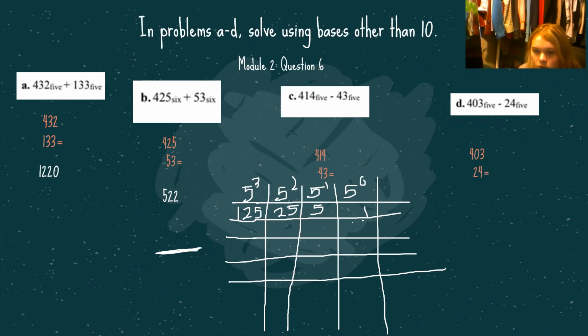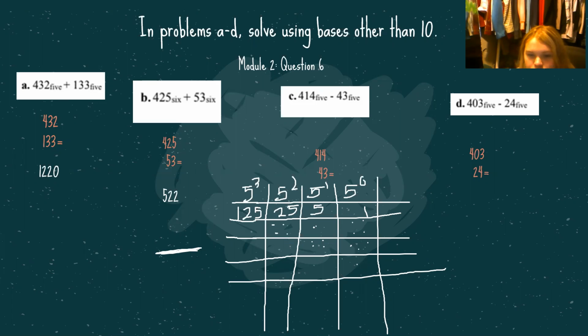Do our dots. 1, 2, 3, 4. 1, 1, 2, 3, 4. Number 43. 1, 2, 3, and 1, 2, 3, 4. Alrighty. So we are having to do 4 minus 3, which is 1. So we can go ahead and put our 1 there.